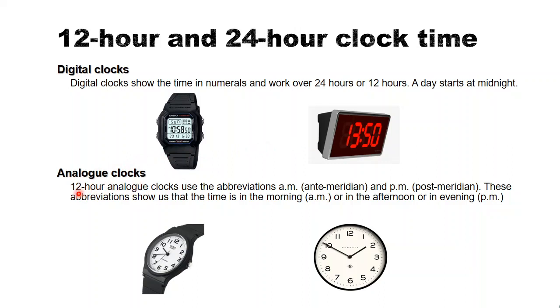Analog 12-hour clocks use the abbreviation AM, which means ante meridian, and PM for post meridian. These abbreviations show us whether the time is in the morning, for example AM, that is morning time, or in the afternoon or evening. For afternoon and evening we use PM. Okay, these are analog clocks as you can see them.